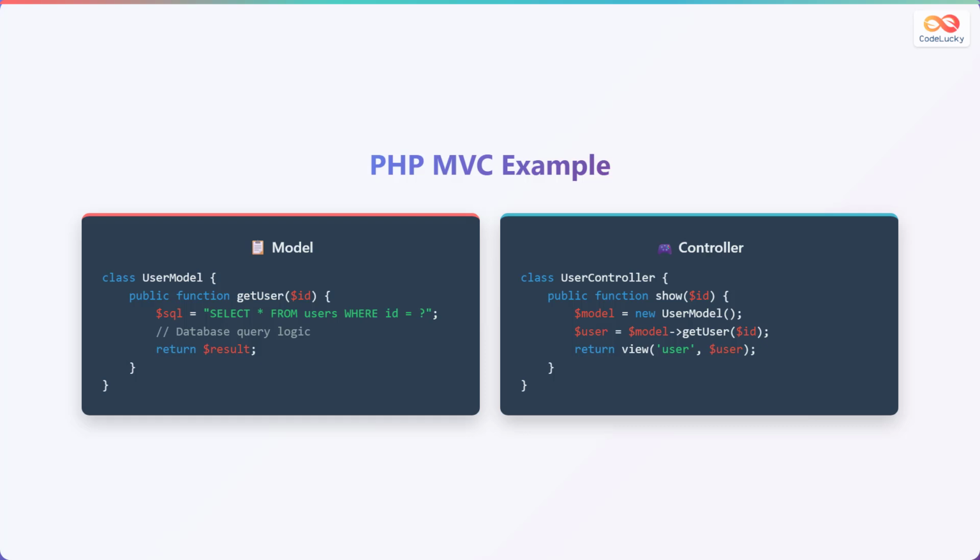Let's take a look at a simple PHP MVC example. On the left, we have a model called userModel with a method to get a user from the database. On the right, we have a controller called userController with a method called show that calls the model to get user data and then passes that data to a view.